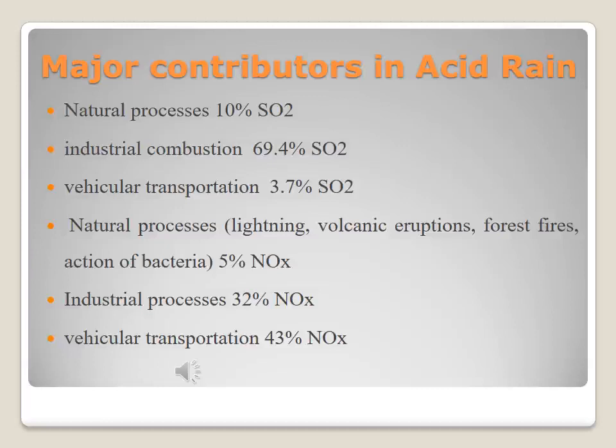Now let's look at the major contributors to acid rain. Natural processes contribute 10% of sulfuric acid. Industrial combustion contributes 69.4% sulfuric acid. Vehicular transportation contributes 3.7% sulfuric acid. Natural processes like lightning, volcanic eruption, forest fire and action of bacteria contribute 5% of oxides of nitrogen. Industrial processes contribute 32% of oxides of nitrogen. Vehicular transportation contributes 43% of oxides of nitrogen.